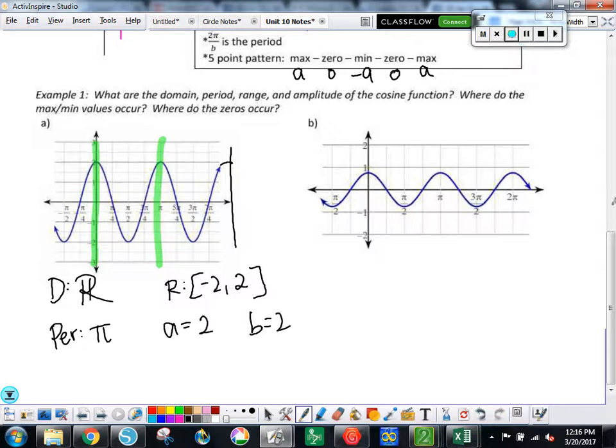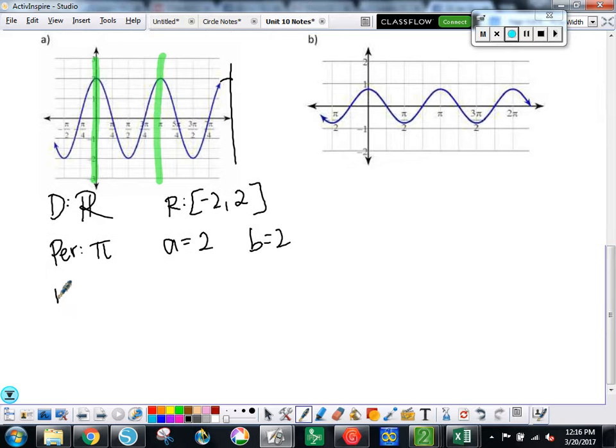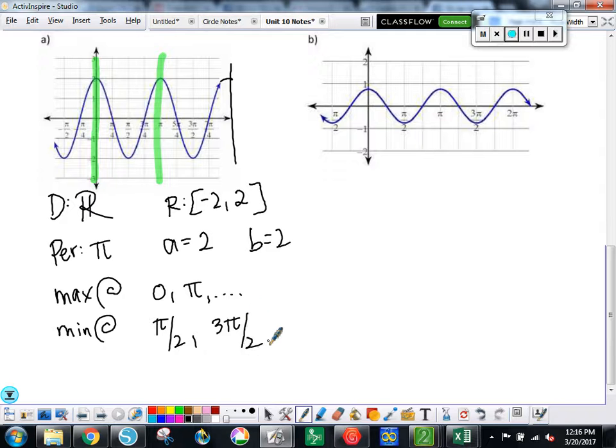Where do the maximum and minimum values occur? So this is something we did not do last time. So the maximum values are at where? At 0. And where's the next one? Pi. And then they just keep going, right? Yeah, just the ones on the graph. The minimum values happen where? Pi halves and 3 pi halves. And the zeros happen.